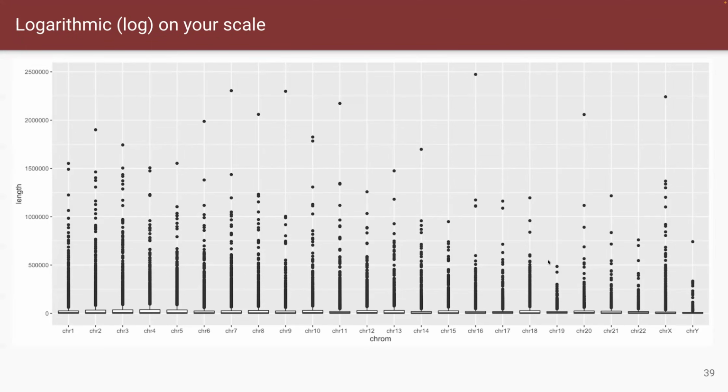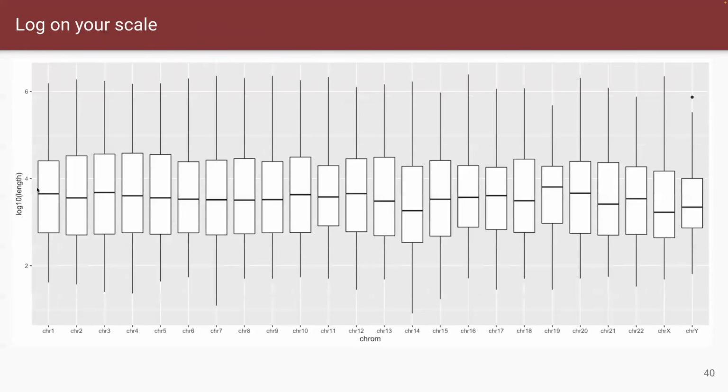In that case, you have to choose a log on your y-axis, so you can see the length of your genes in this box plot, right? So you have the log 10 length, right? So 100 base pairs, 10,000 base pairs, or 100,000 base pairs. Then you can see that the median gene length is less than 10,000 base pairs, and the median gene length is quite similar across the chromosomes. So you can easily draw the conclusion by taking log on your scale.